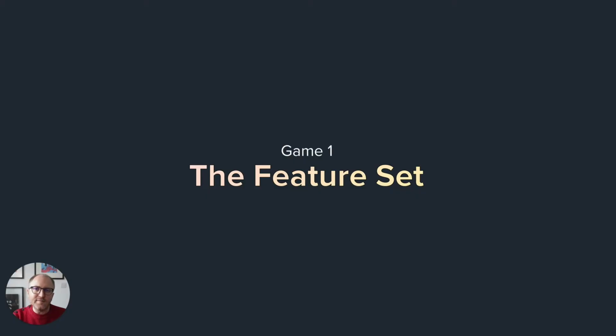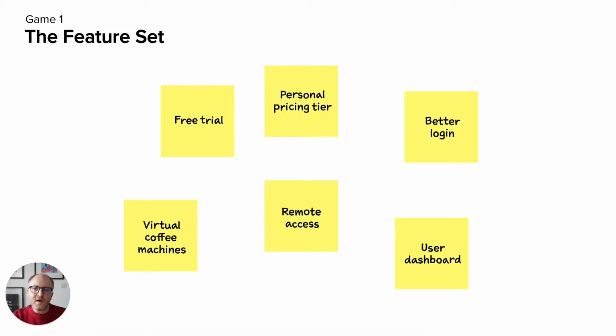The first game is called the feature set. And what we're going to do here is initially think about our core audience needs and pains, the business itself, how it generates revenue, and the opportunities that it might have in this new world we find ourselves in. And you can start placing them onto the board like this.